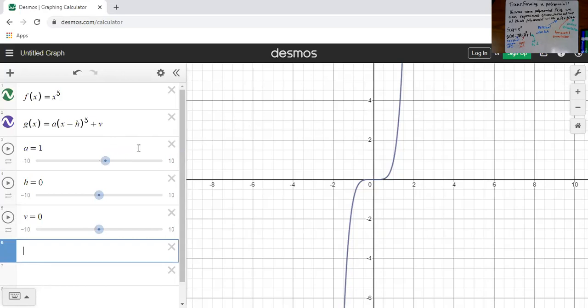So first, let's do the horizontal shift. So at the moment, we are subtracting h, and I said h is 0. So at the moment, it is x minus h. So what happens when I make it x minus 3? Well, as you can see, it is moving to the right. What about adding 1? Making V 1.